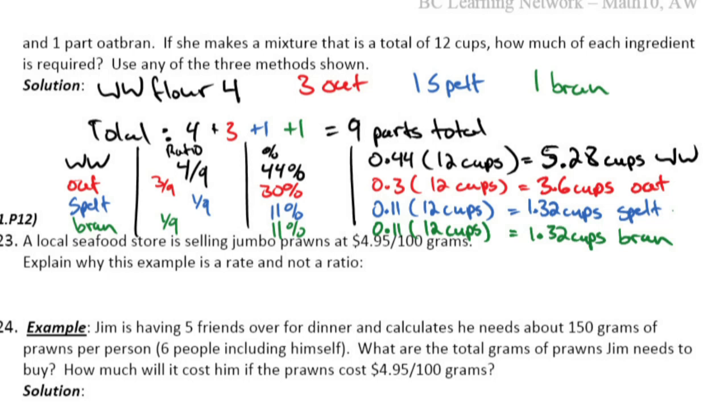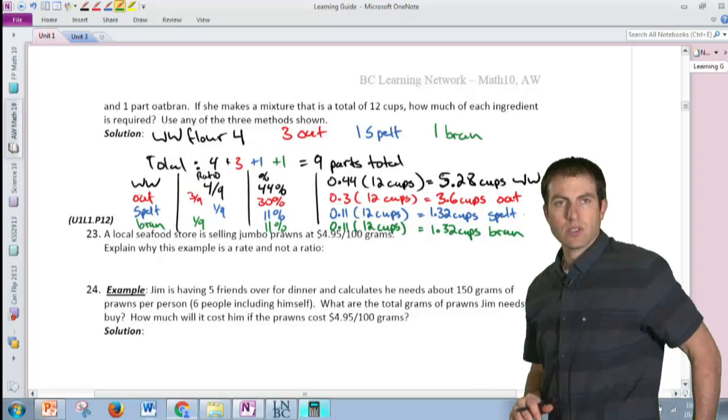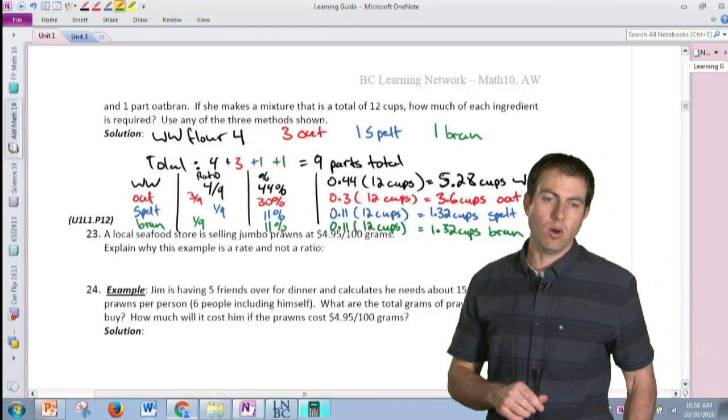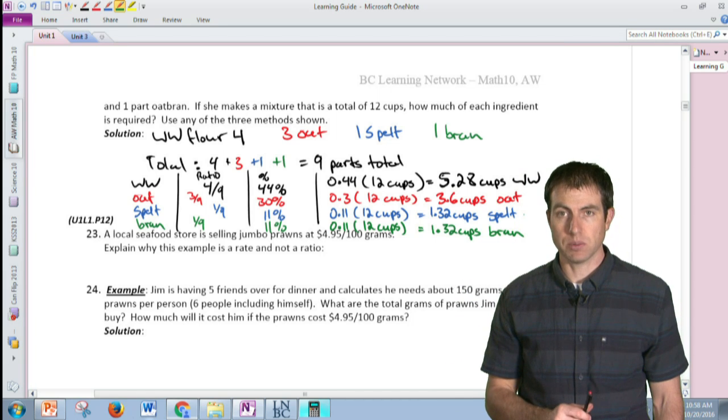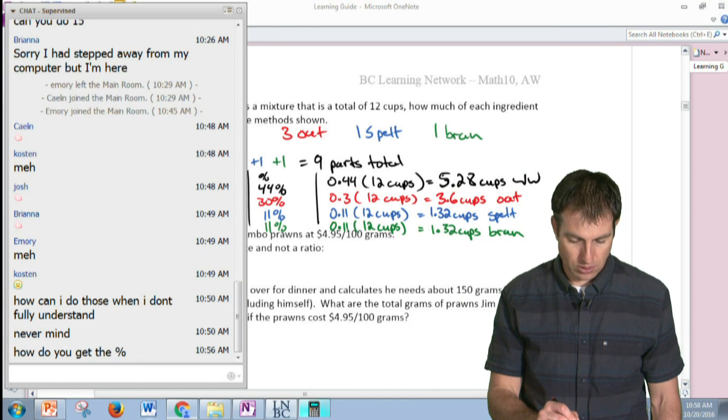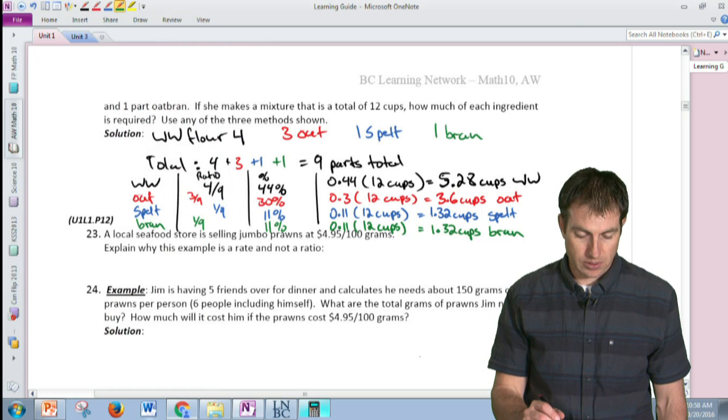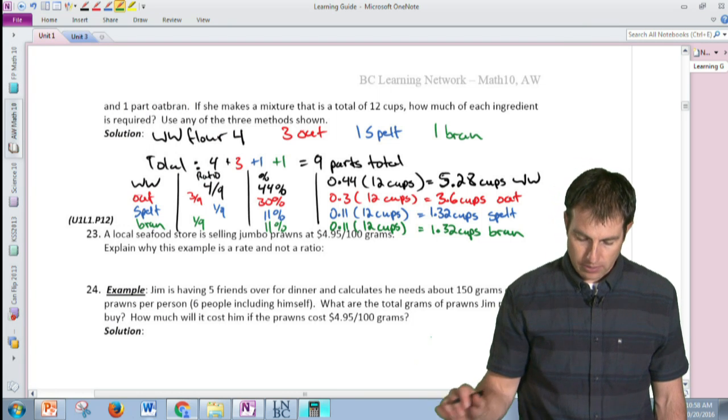So there you go. How do I get the percent? I took the total, which was 12, and I know that I have each of the percents. Oh, how did I get the percent in the first place? I see what you're saying, Costin. The percent is, so let's think about the question again.